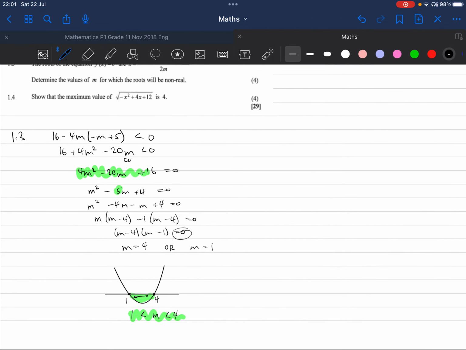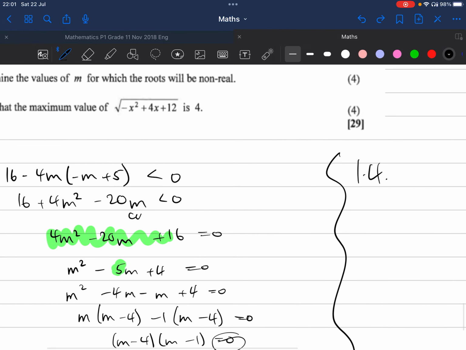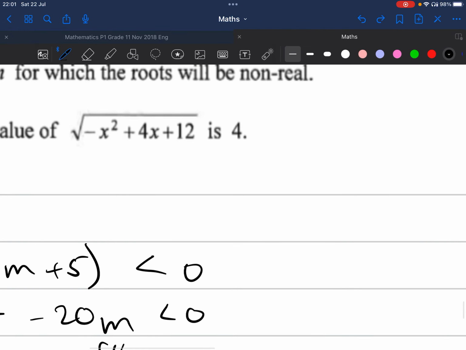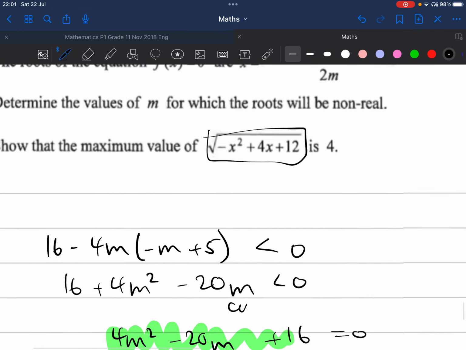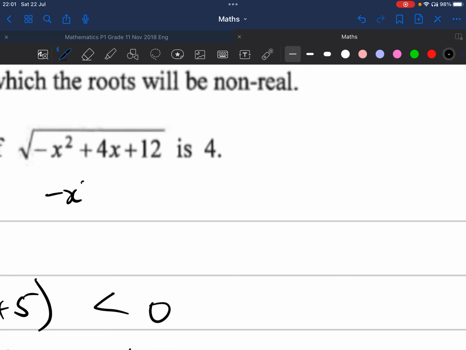Okay, let's look at the next question, 1.4. It says show that the maximum value of the root of minus x squared plus 4x plus 12 is 4. Okay, so the easiest way to do this is to look at this and get rid of the square root. So instead of proving that the maximum of this is 4, let's prove that the maximum of minus x squared plus 4x plus 12, so I just squared this whole thing, is 16. So 4 squared.